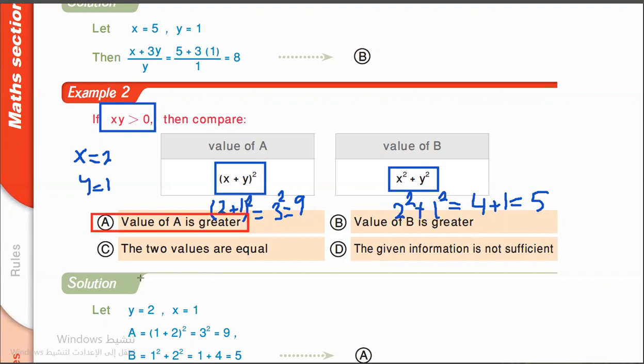Is it clear, Zahra Zuhair? Is it clear, Dana? Is it clear, Haya? Right? Only you suppose a number, then you substitute.